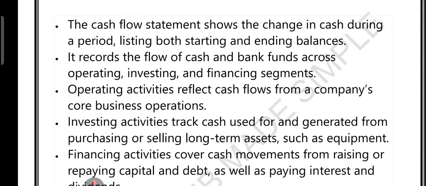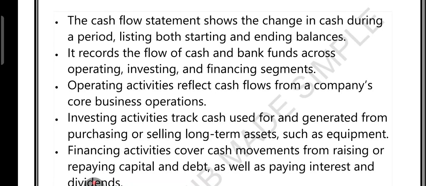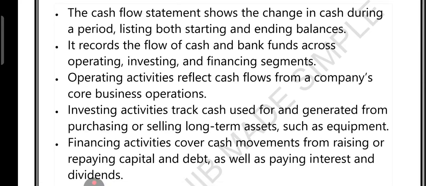First of all, the cash flow statement tracks how cash moves in and how cash moves out during a specific period. It shows the opening cash balance, the ending cash balance, and how that change happened. Everything is shown by the CFS, the cash flow statement. It is divided into three key parts: operating activity, investing activity, and financing activity.